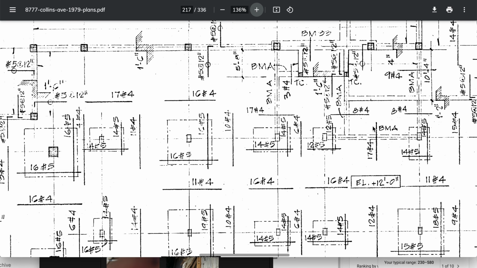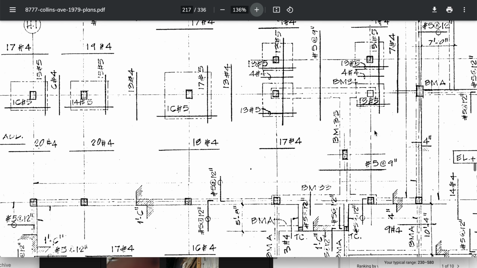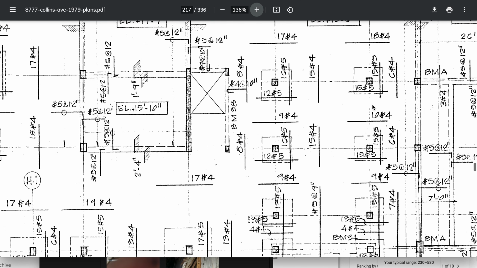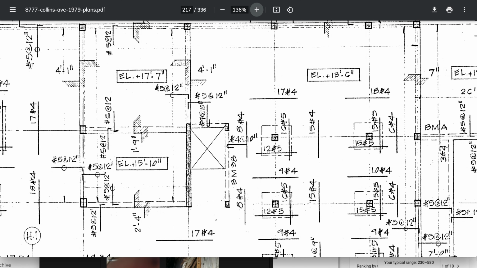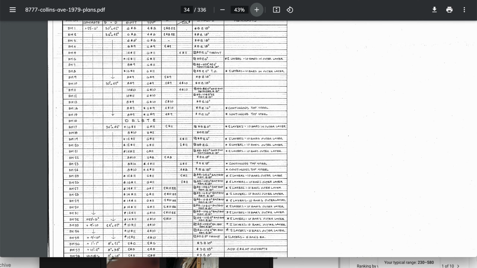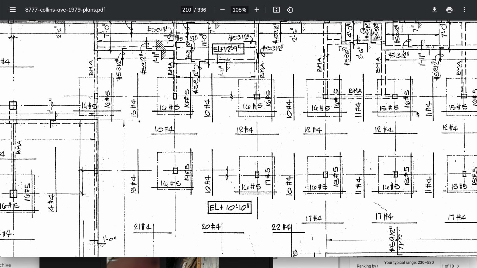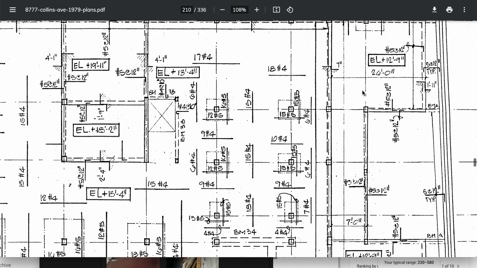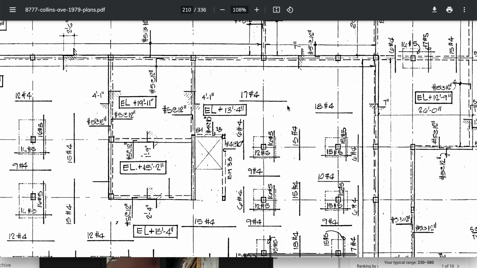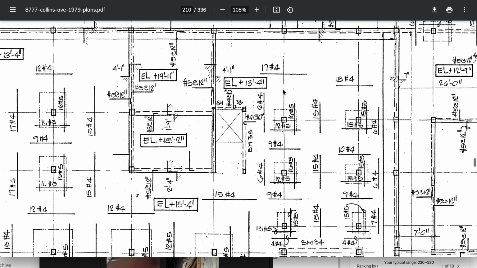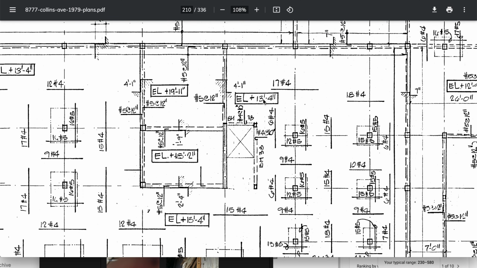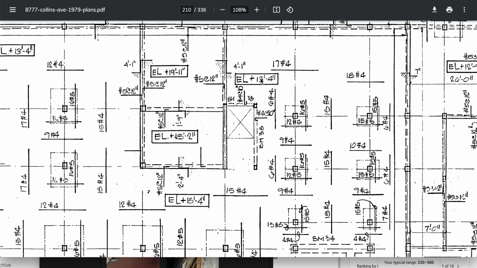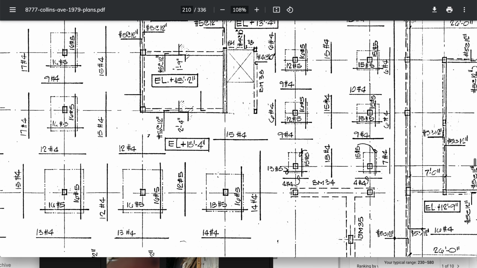Because over here, we'll get inside that room, and 13.6. Where's my 13.4? 13.6. That's what happens when you're on crack. Let's see. There's my 13.4. So they put a 2-inch pitch on the floor inside here.